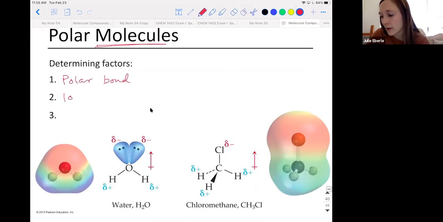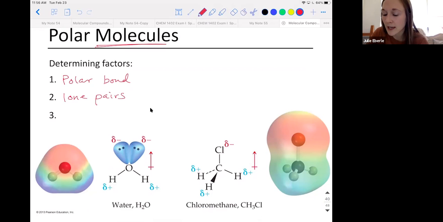Number 2, do I have any lone pairs? Okay, a lone pair is where electrons are. So if you have lone pairs in your molecule, that is a region of high electron density. That is a region you're going to be able to put a partial negative sign on, and it's likely that your molecule will be polar.